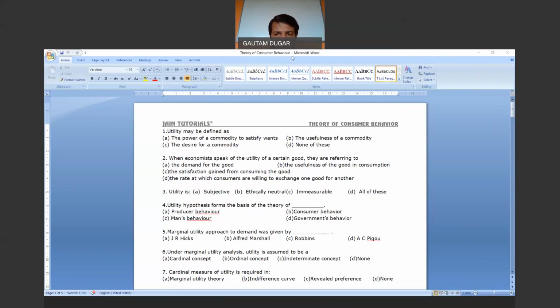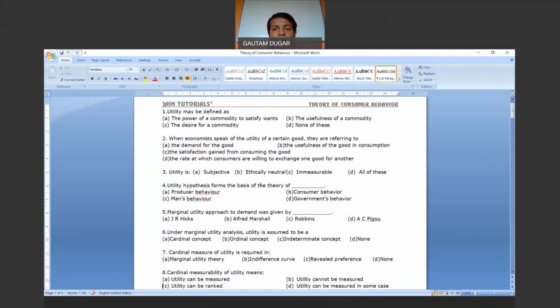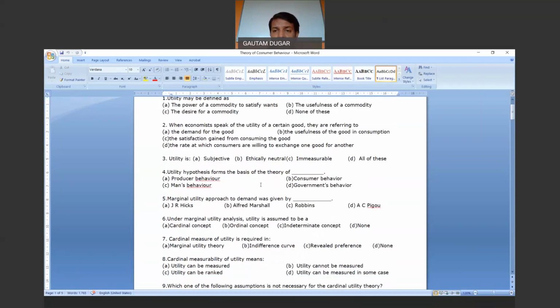Number 3, utility. Now, utility is obviously subjective. It varies from person to person. It is ethically neutral; it has no ethical connotations. What is ethical for me may be unethical for you, and what is unethical for you may be ethical for me. It is immeasurable, it cannot be measured. It's all of these. Utility hypothesis forms the basis of the theory of consumer behavior. 4 is B.